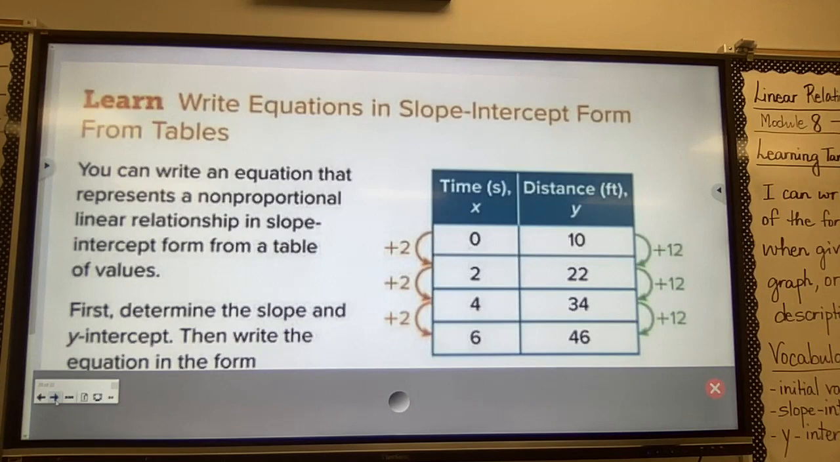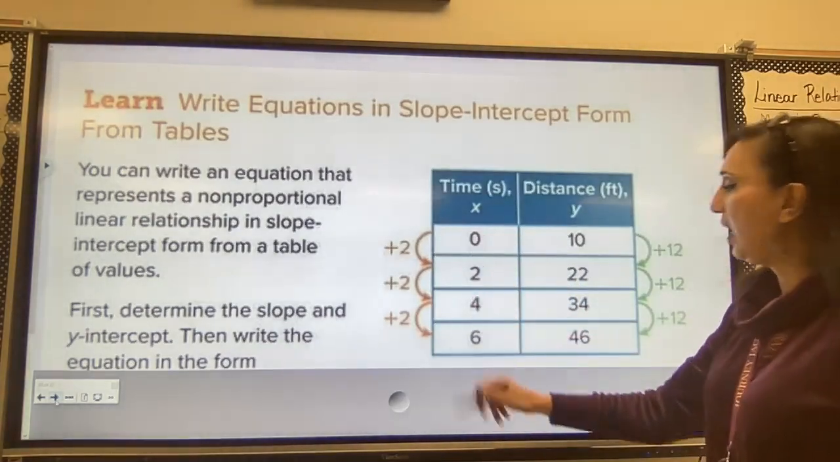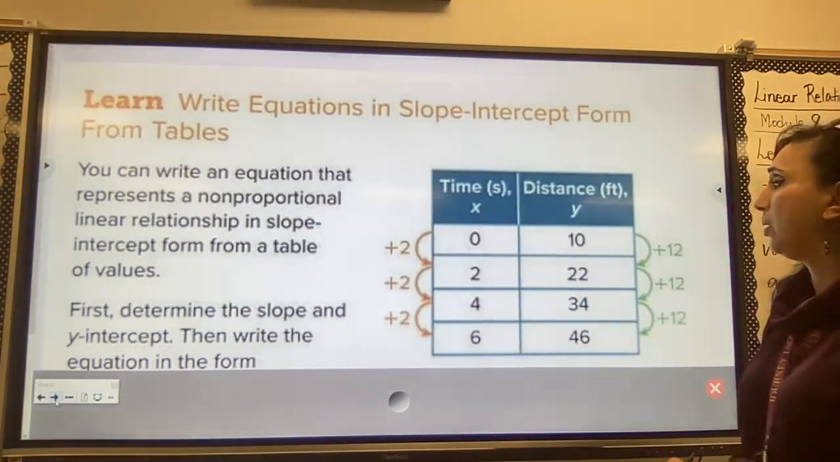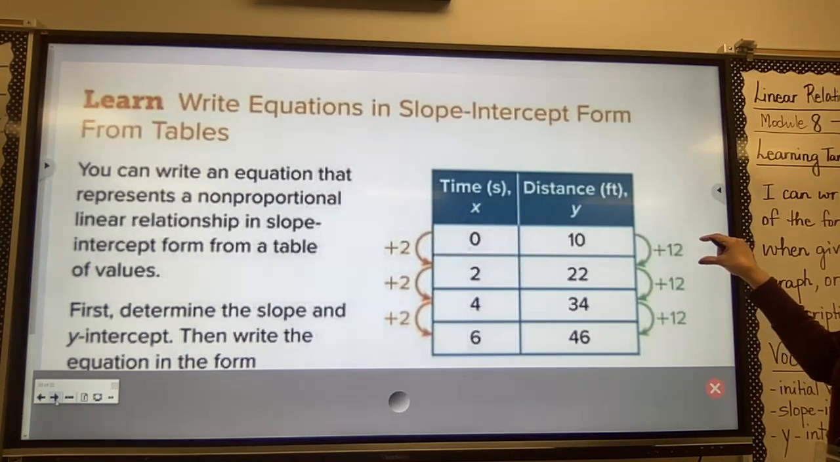But let's look at the slope, or rate of change, in the table. If I had 1, 3, 5 in the table, instead of jumping by twos, what would it be? Instead of 12, it would be going up by 6, right? So the slope or rate of change in the table is 6. And the y-intercept is going to be the initial value, which is 10.